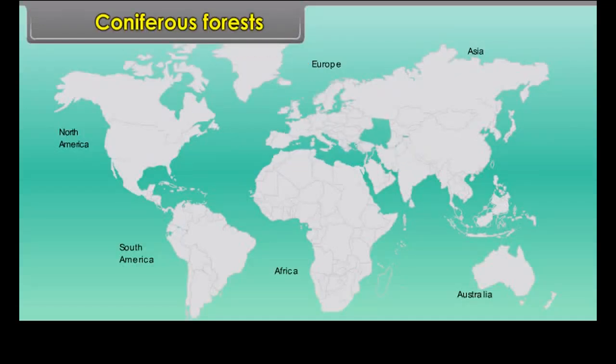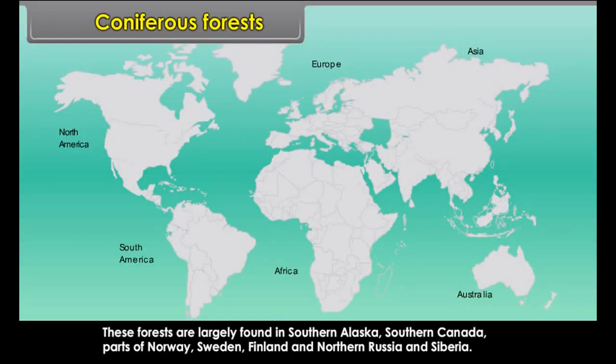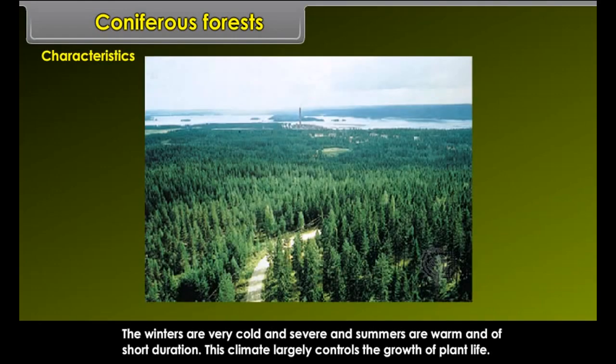Coniferous forests. These forests are largely found in southern Alaska, southern Canada, parts of Norway, Sweden, Finland and northern Russia and Siberia. Characteristics: the winters are very cold and severe, and summers are warm and of short duration.